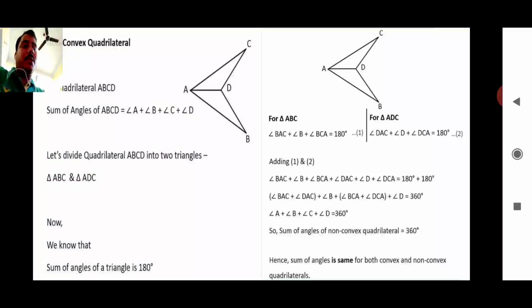Here also we obtain two triangles by joining the diagonal, and the sum of the angles of one triangle equals 180 and the second one 180. So if we add both equations, or both triangles' angles, we get 360. Angle A plus B plus C plus D equals 360. Okay, I hope it is clear to you.